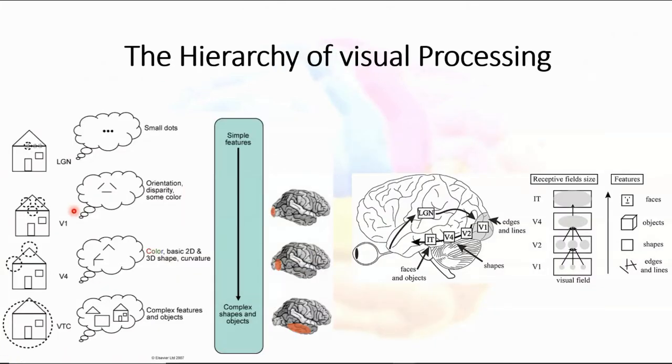For your information, cells in V1 are organized systematically according to receptive field properties.